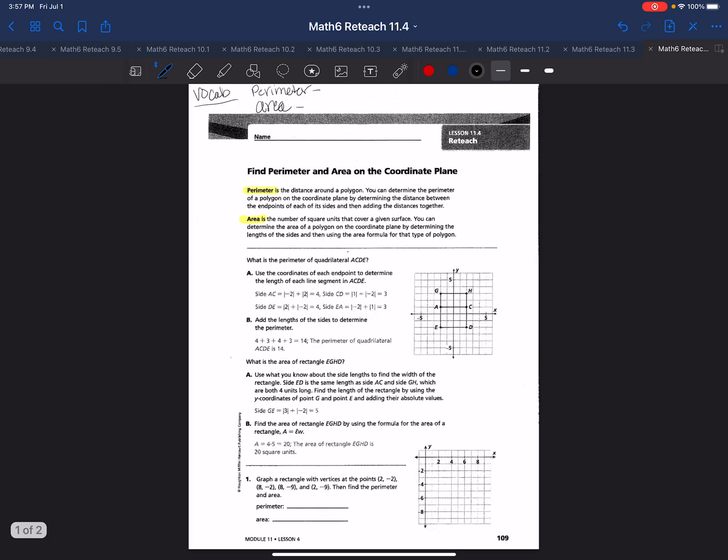Let's review the vocabulary for today. I encourage you to write this down in a math spiral notebook. Perimeter means distance around. And area means the number of square units that cover a given surface.